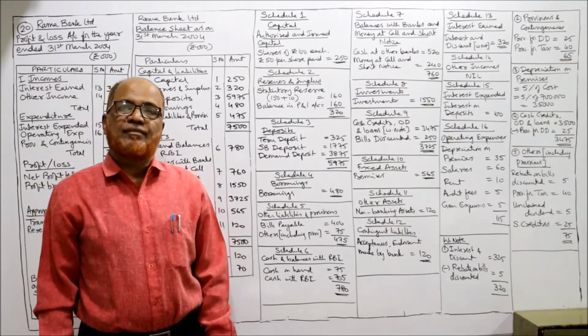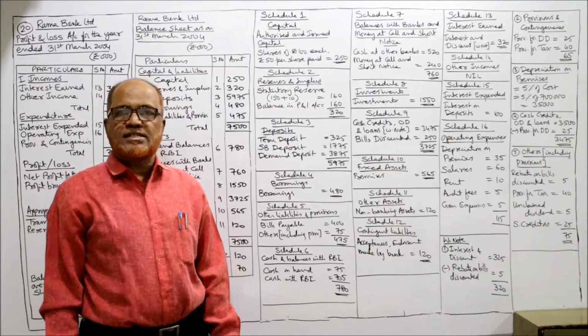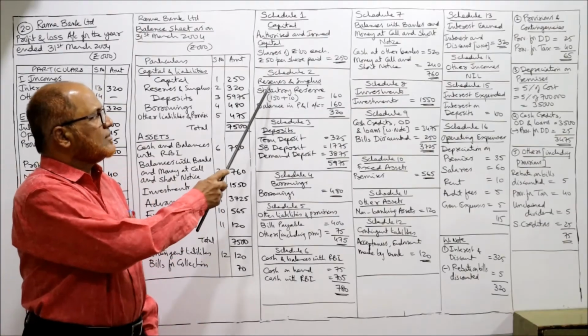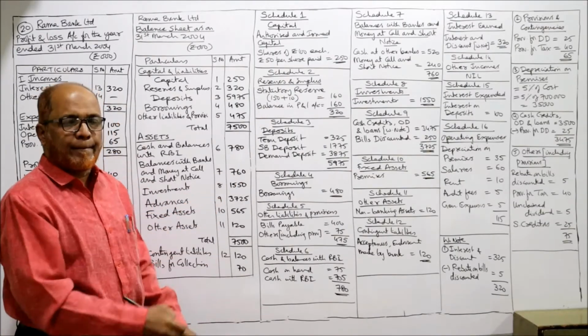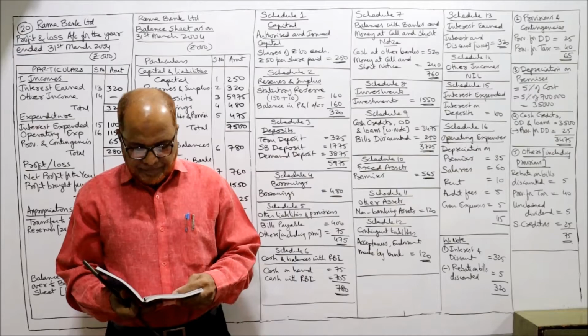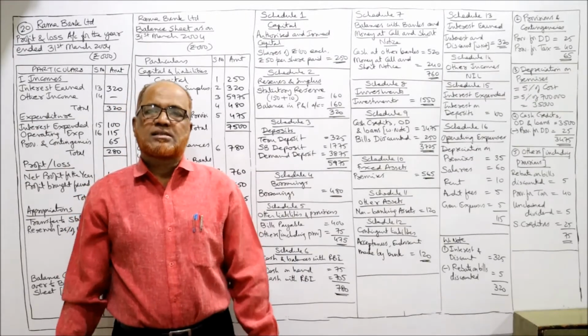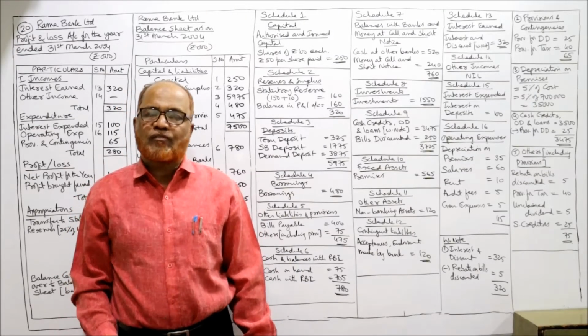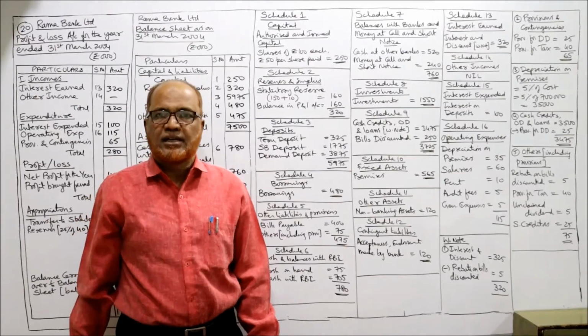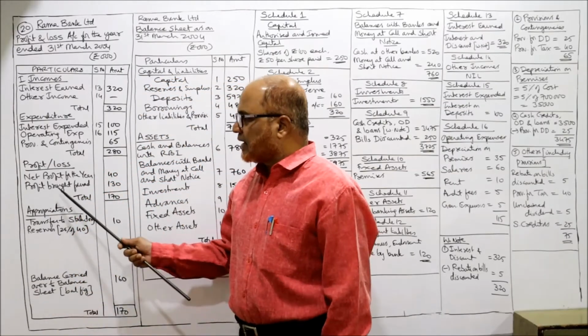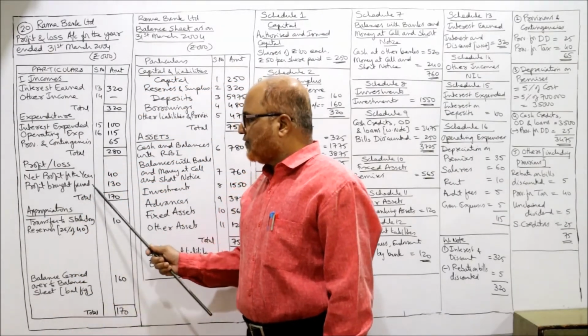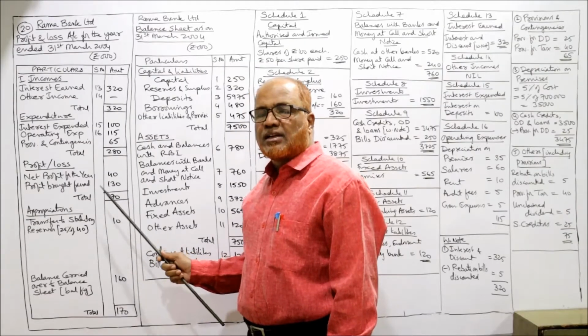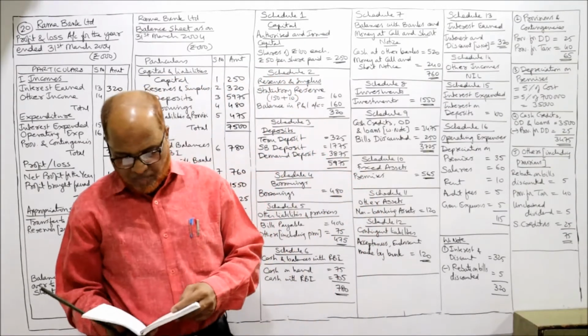Statutory reserve 150. This will come under reserves and surplus. Second schedule, reserves and surplus, statutory reserve 150. Next comes profit and loss account credit balance. This is the balance of profit brought forward from last year. It will be taken here as a separate item. Profit brought forward 130. This 130 is the last year's profit surplus brought forward.